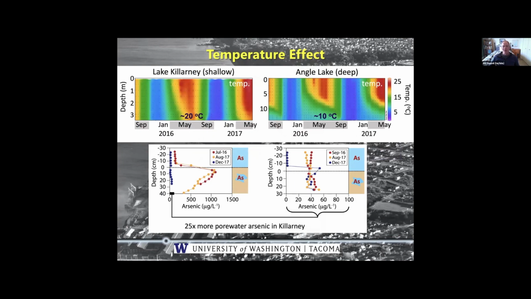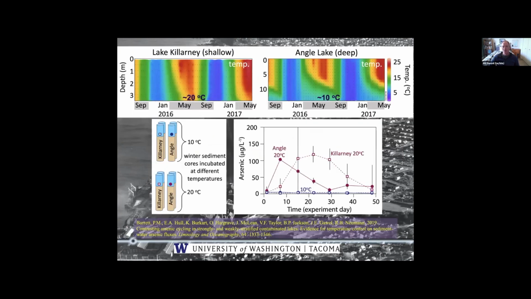First, shallow lakes are warmer at the sediment water interface, almost 10 degrees C warmer in the summer. Light does not penetrate to the bottom of deep lakes, heating only the upper waters. So we found that arsenic dissolved into pore water in the shallow lake sediments was 25 times more than in the deep lake, even with the same amount of arsenic in their solids.